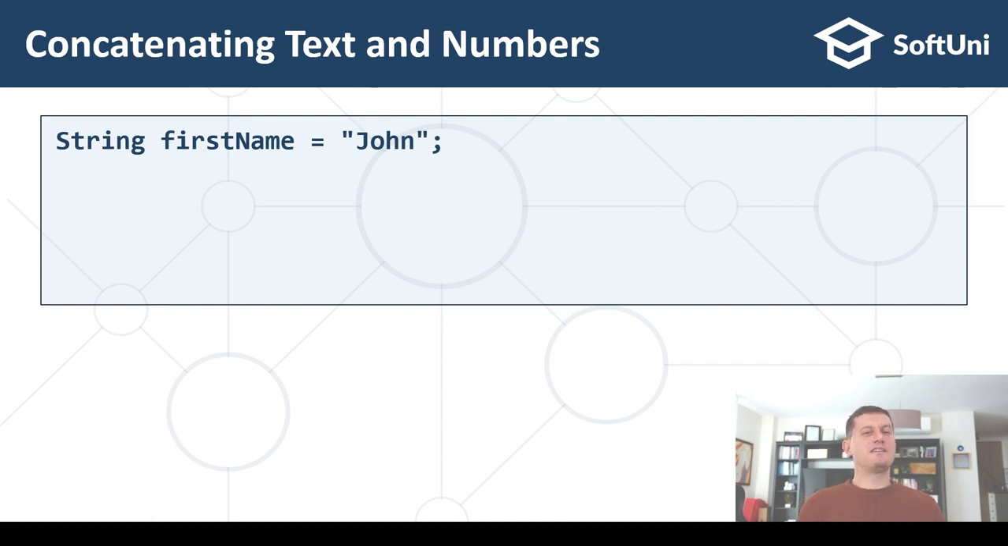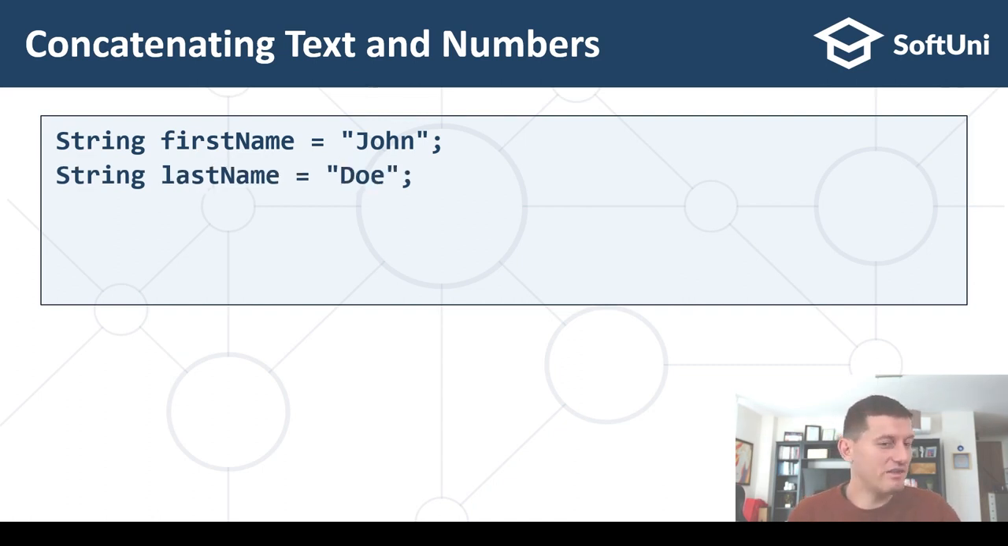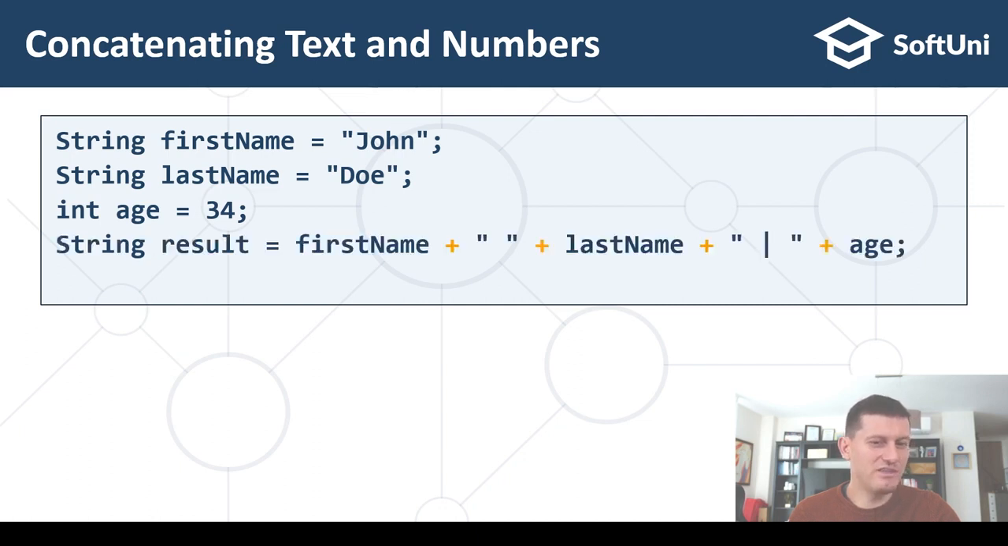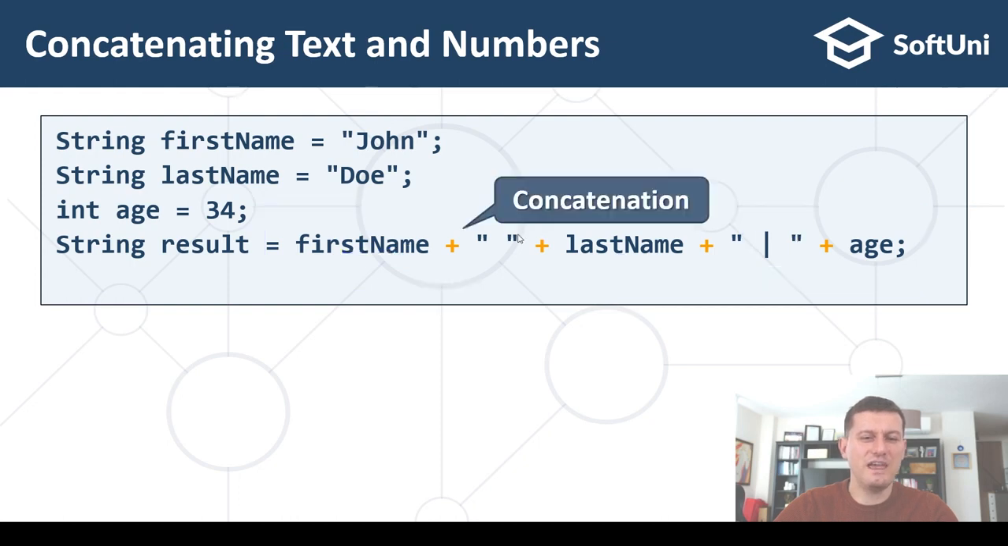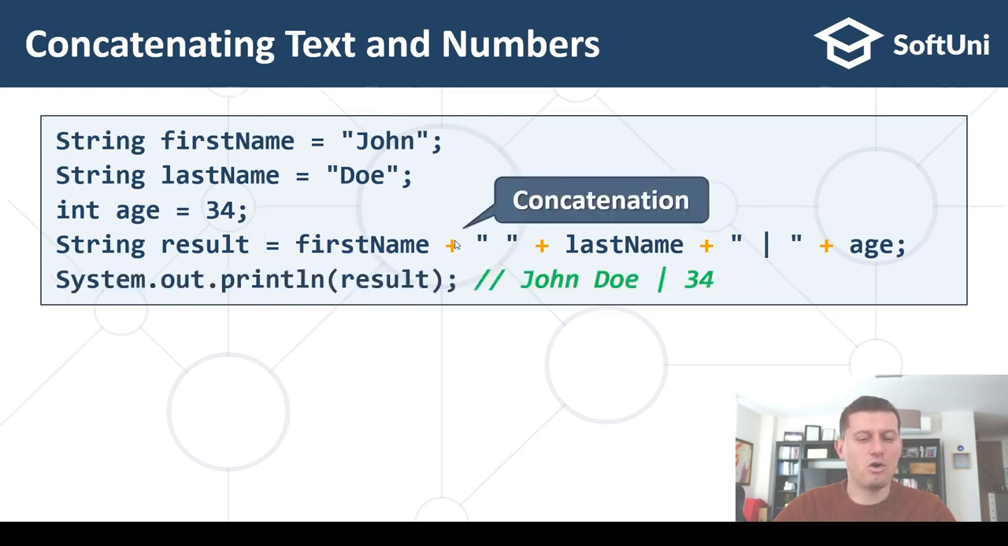How can we concatenate text and numbers? If we have first name, last name and age, we can concatenate them with plus, just like this. I can say first name plus last name plus vertical line plus age. So this is called concatenation or joining operation. So the result will be something like this.